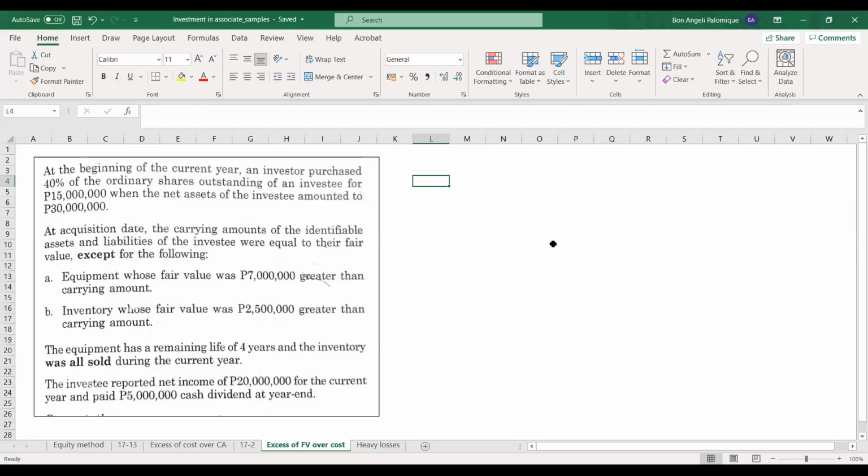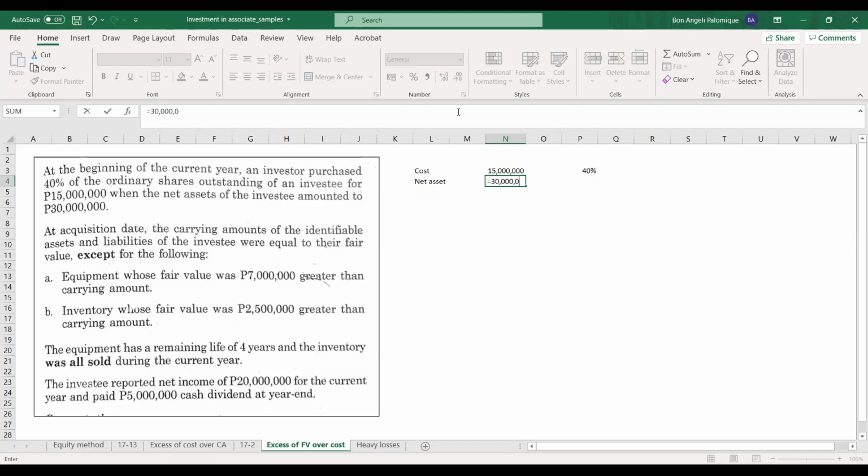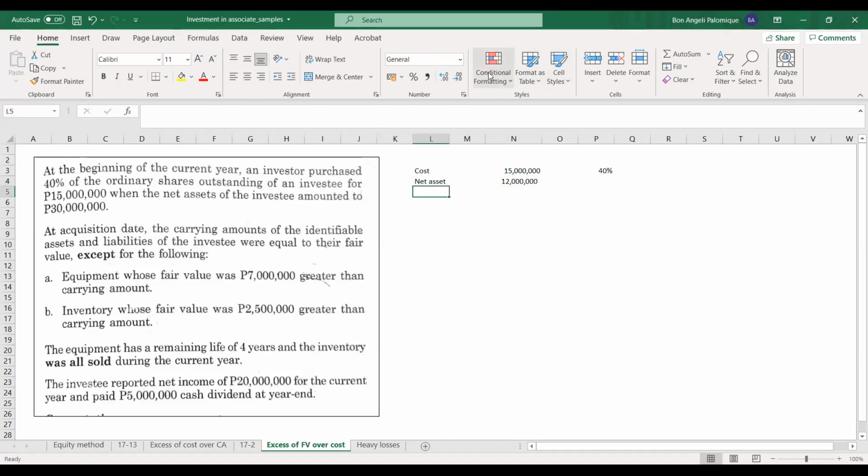Okay, so the next problem is quite similar to 17-2. Excess of fair value over cost. At the beginning of the current year, an investor purchased 40% of the ordinary shares outstanding of an investee for 15 million. So, he bought it for 15 million, which is 40% ownership. The net asset of what he is buying is 30 million. So, 30 million multiplied by 40%, the amount we are buying is 12 million. So, there is an excess. But now, the excess is attributable to equipment and we also have inventory.